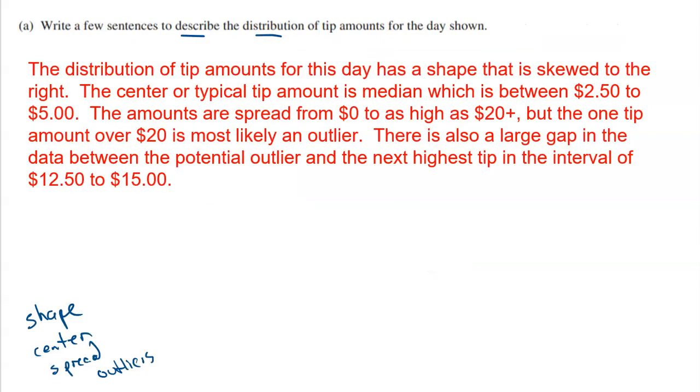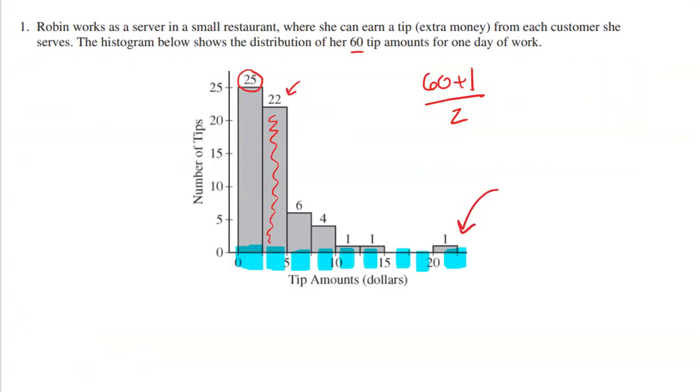Next up is the spread. The amounts are spread from 0 to as high as $20 plus, but the one tip amount over $20 is most likely an outlier. This value over here that's somewhere between $20 and $22.50 is most definitely going to be an outlier.